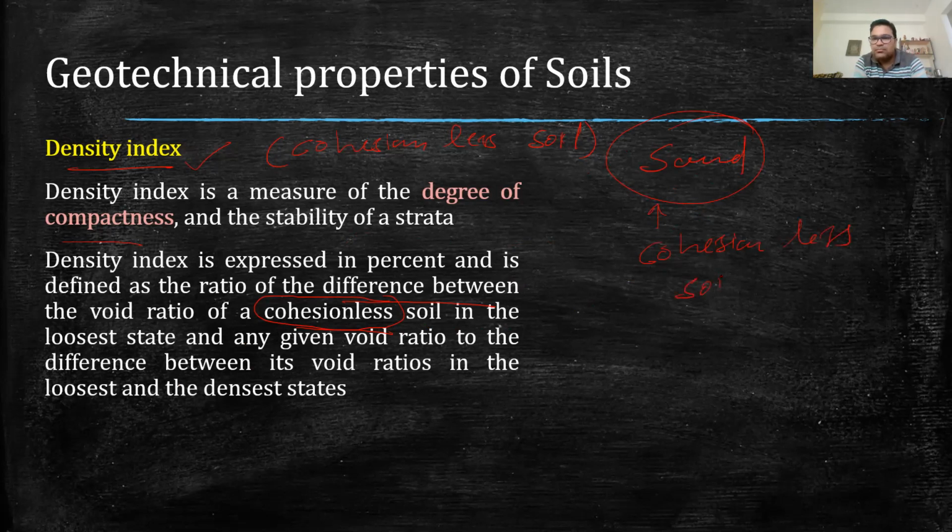Similarly, if we have clay soil, the particles' size is very small. It is less than 2 micron, and we know that 1 micron is equivalent to 0.001 mm. So basically, the size of a clay particle is less than 2 micron, and the clay particles actually have intermolecular forces, and that actually develops the cohesion.